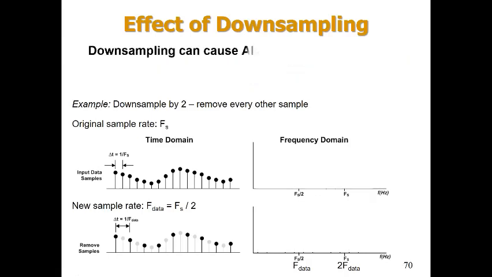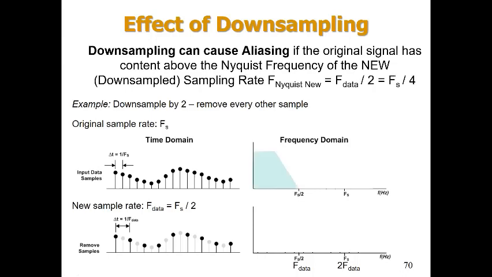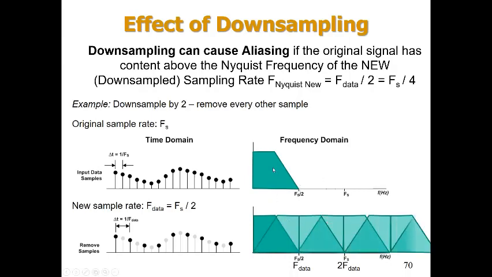However, downsampling can be a cause of aliasing if we use it indiscriminately. If the original signal before downsampling actually has information that goes all the way out to its original Nyquist rate, its original fs over 2, then when I cut the sampling rate in half, we're going to make copies of that spectrum, again, centered now on the new f data, and a lot of it is going to alias, a lot of it is going to overlap.